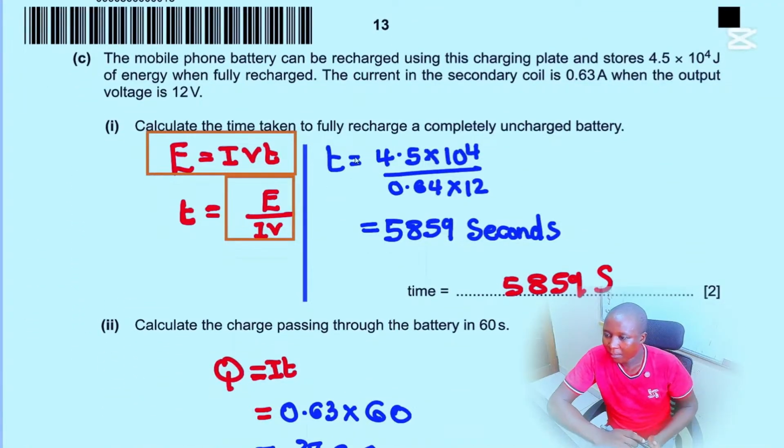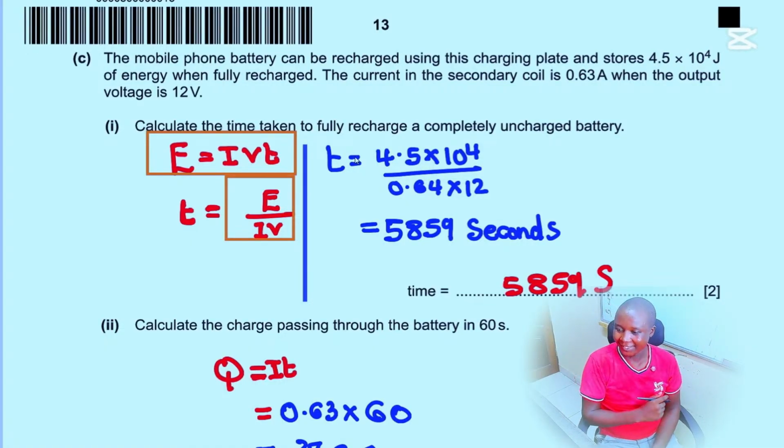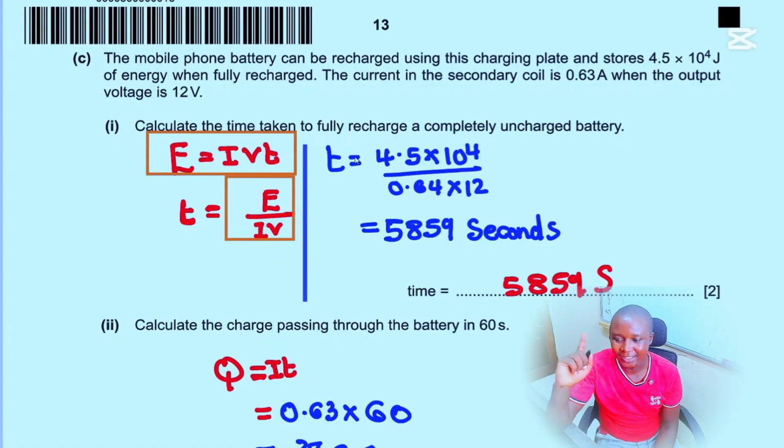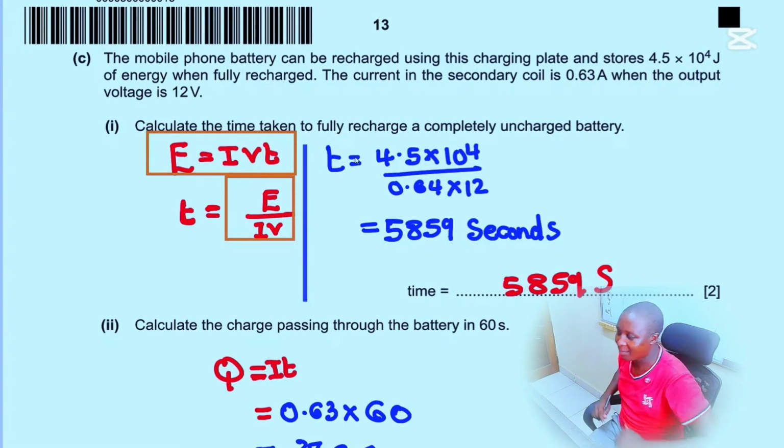The mobile phone battery can be recharged using this charging plate, and it stores a total of 4.5 times 10 raised to power 4 joules. The voltage is 12 volts. Calculate the time taken to fully charge. Remember, electrical energy is given by IVT. I is current, V is voltage, and T is time, and time must be in seconds.